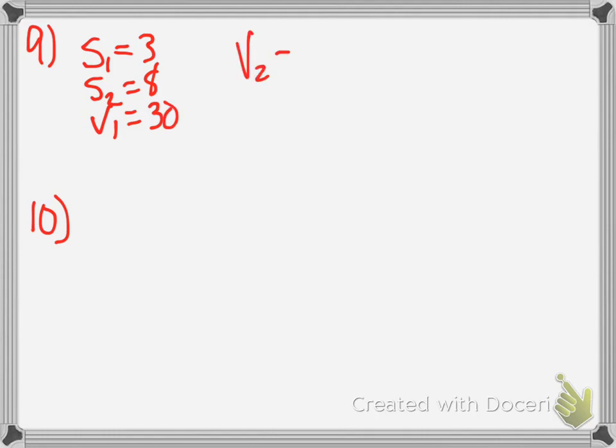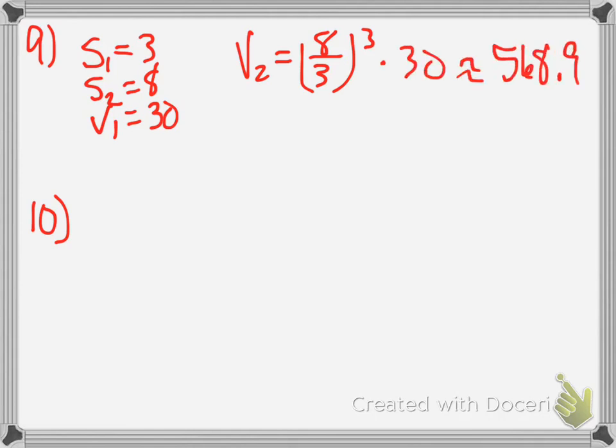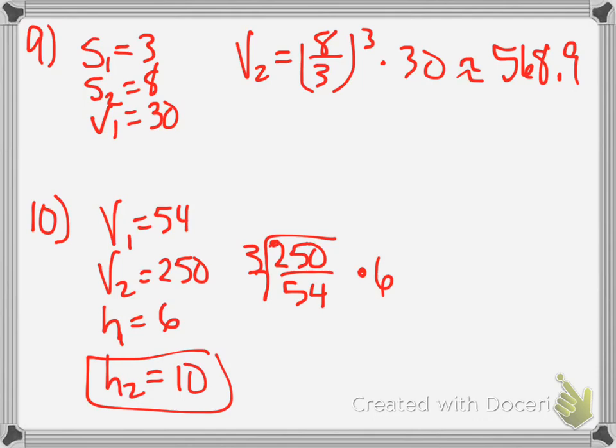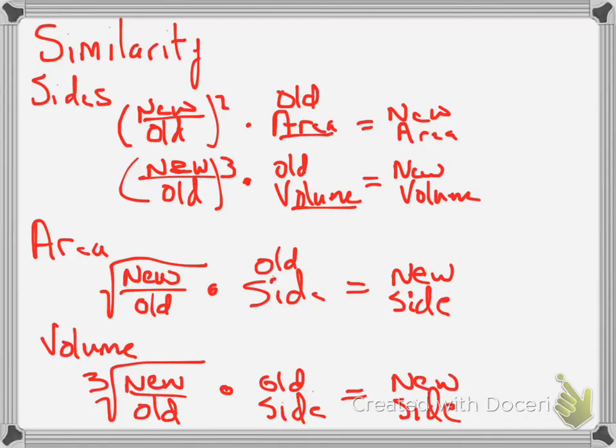9 and 10 deal with similarities. Notice here, I'm going side 1, side 2, just going in the order that they're mentioned. Since I'm looking for volume, it's new over old, cubed, times the old volume to get the new volume. And if I gave you volumes, it's new over old again, so the second one over the first one, cube root, times the height to get the new height. That's all that is, and fairly simple, right? Make sure you pay attention to keywords. Keywords are what's going to help you solve those fairly easily.